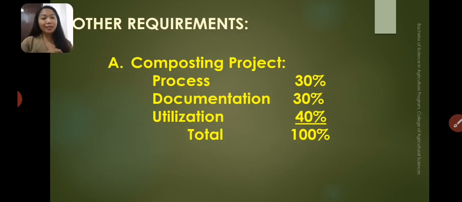For other requirements, actually I have three important requirements for this course. I will be requiring you to have a composting project at home. You will also have a vegetable garden, and you will also do a pot experiment. These three will be part of your laboratory activities. I wanted to highlight that because it's really important that you establish that at home.